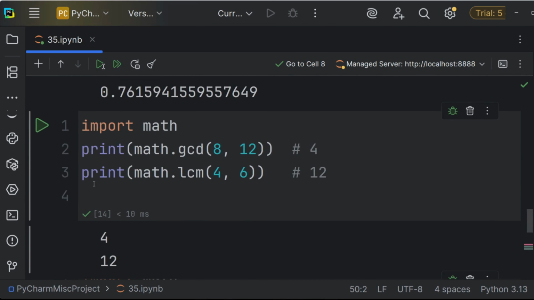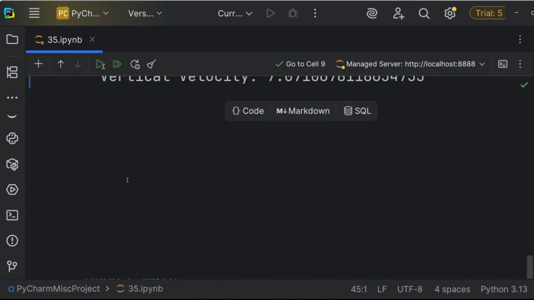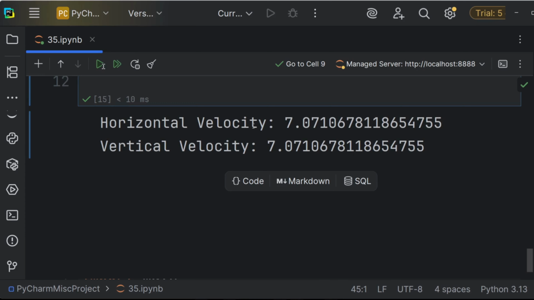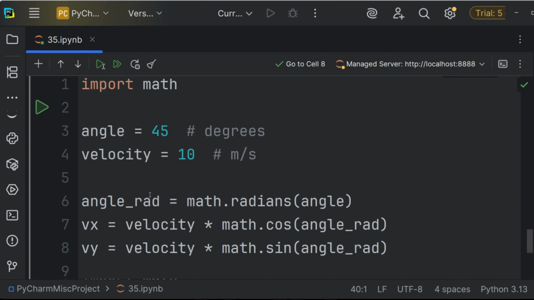And when we run it, as you can see, it gives us the exact value of the horizontal velocity and the vertical velocity.